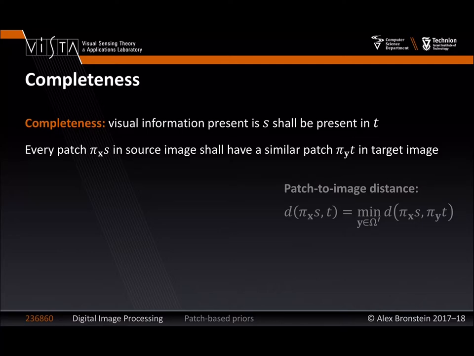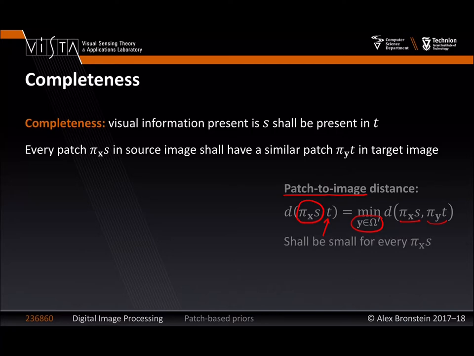And let's define the following distance. It will be a distance between a patch and an image, mimicking a point-to-set distance in geometry or topology. So the distance between a patch π_x^S and the entire target image T will be the minimum, or I should write infimum, but we'll assume that all these images are supported on some compact closed domain, so I can write minimum, over y belonging to Ω', of the distance between the patch that I'm given as the input and the patch at point y in T. So I will look at all patches in T, find the one that gives me the minimum distance, and keep that distance. So this is the distance between a patch and an image. And if the image T has no similar patches, then this distance will be big.